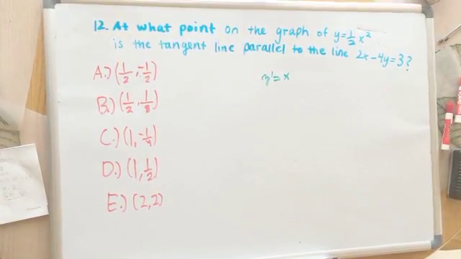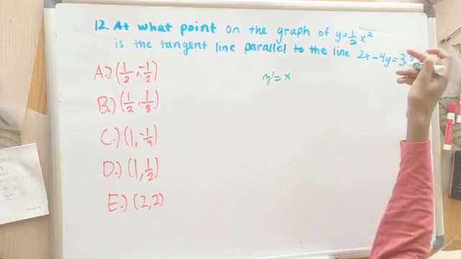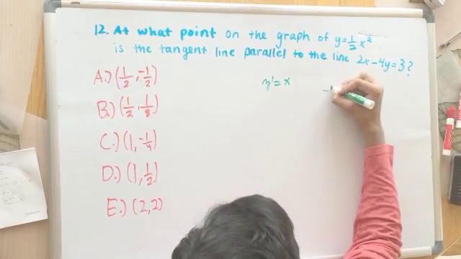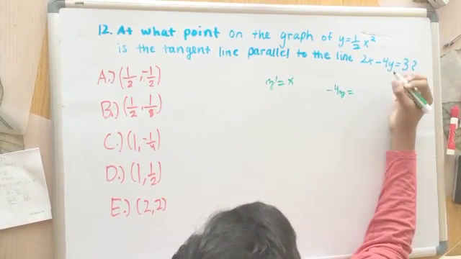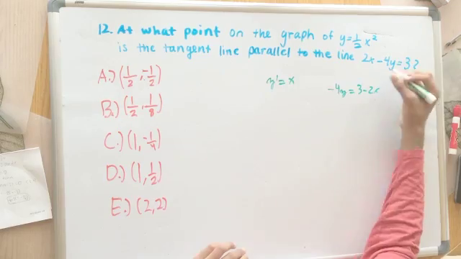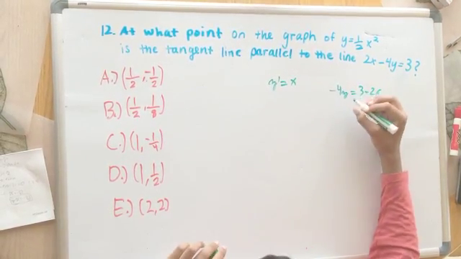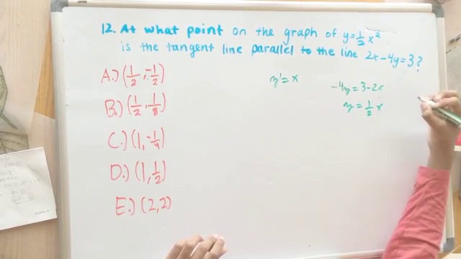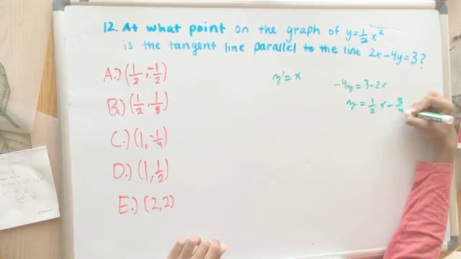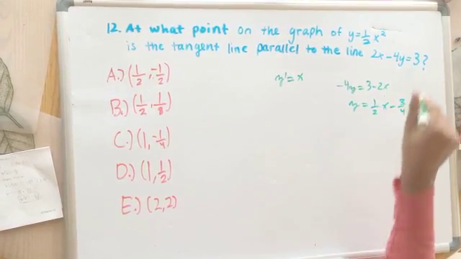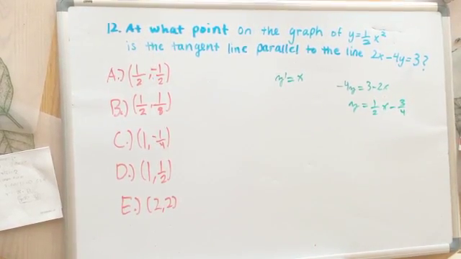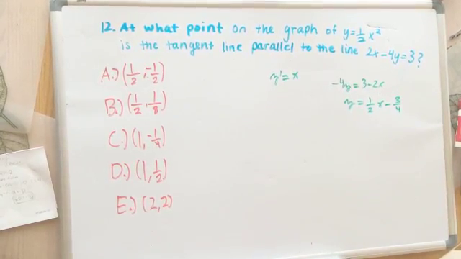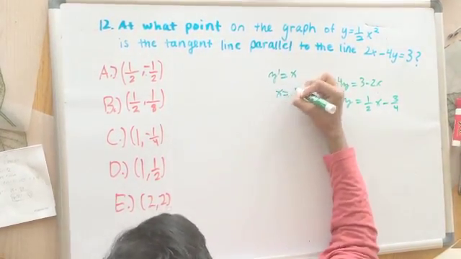So with this derivative, now we have to set this into slope-intercept form. So we would have -4y equals 3 minus 2x, because you're subtracting 2x to the other side. You divide by -4, so y equals 1/2 x minus 3/4. So this means that the slope of this line is 1/2, which means that the derivative has to be 1/2, which means x has to be 1/2. So this means x equals 1/2.